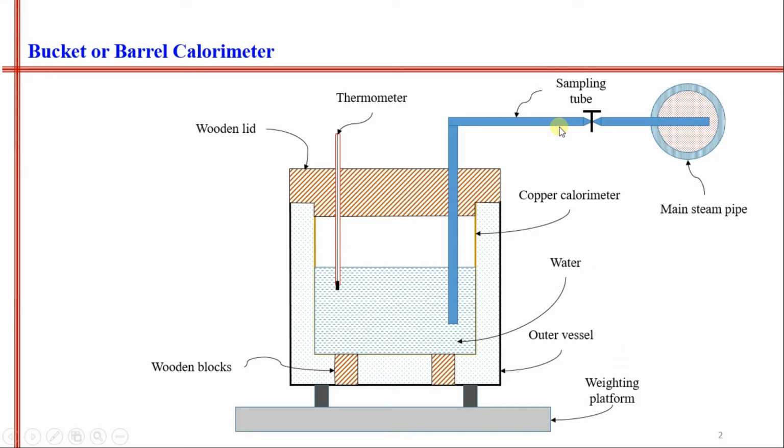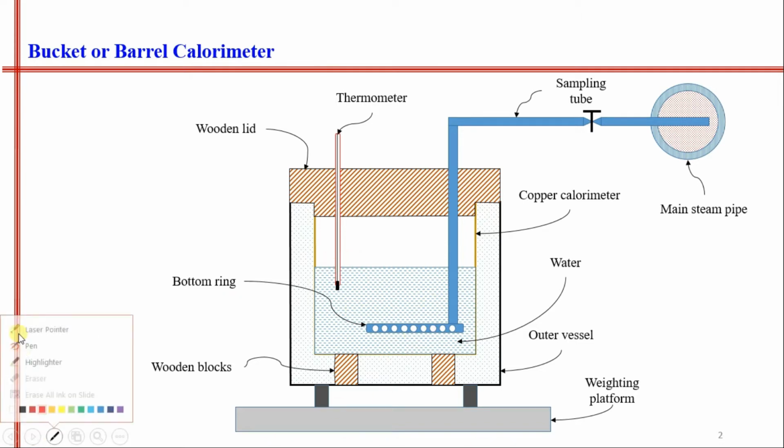Using a sampling tube, we collect the sample of steam whose dryness fraction is to be measured, and at the end of the sampling tube, one bottom ring is attached. On the periphery of this ring, holes are created. You can imagine the shape of this ring as a hollow donut, and on the periphery of that donut, holes are created so that the steam coming from the sampling tube can come out from these holes.